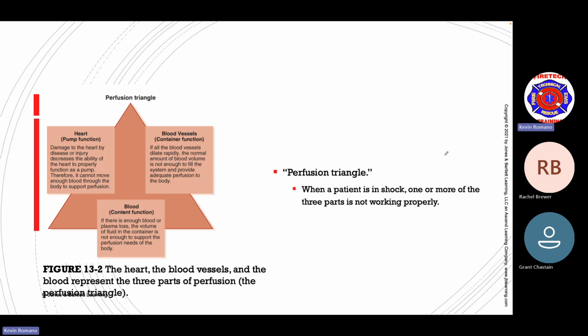So blood vessels, which is the container function. If all blood vessels dilate rapidly, the normal amount of blood volume is not enough to fill the system and provide adequate perfusion to the body. One of the types of shock that we talk about is going to be our septic shock, right? So septic shock is a widespread full body vasodilation along with bacteria in the system, bacteremia, which then puts the patient into a systemic inflammatory response syndrome, which then turns into sepsis, into severe sepsis, into septic shock, and then MODS, which is multiple organ dysfunction.